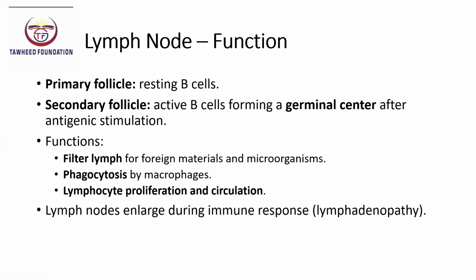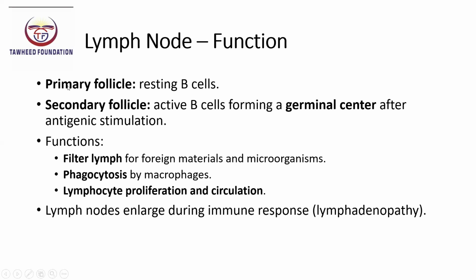Macrophages in the node phagocytose debris and pathogens, while dendritic cells present processed antigen to T cells. The nodes also facilitate lymphocyte circulation and proliferation. During active immune responses, lymph nodes enlarge, a condition known as lymphadenopathy, due to proliferation of activated lymphocytes and plasma cells.